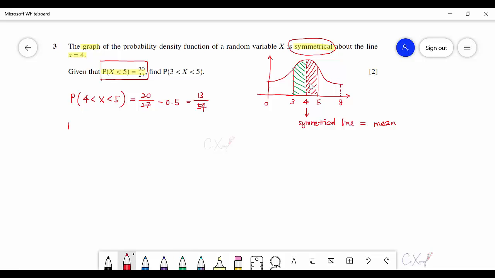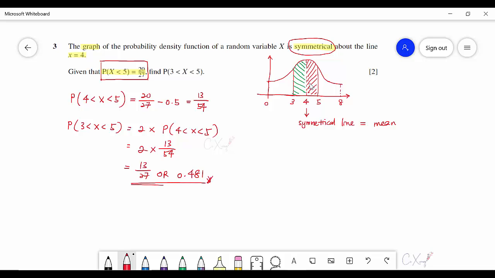So to get the answer for x between 3 and 5, it is actually 2 times the probability for x from 4 to 5, which means that you are taking 2 multiplied with 13 over 54. And eventually, the answer that you get from this should be 13 over 27, or you can change it to 3 significant figures, which is 0.481. And this is how we get the answer for the area for x from 3 to 5.